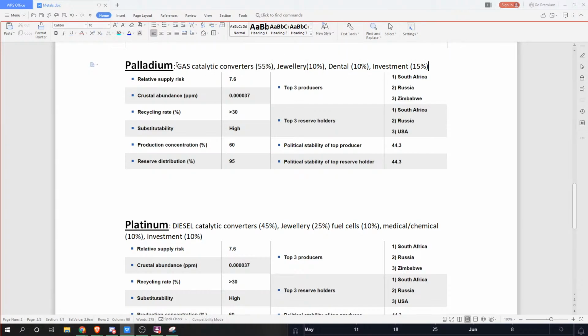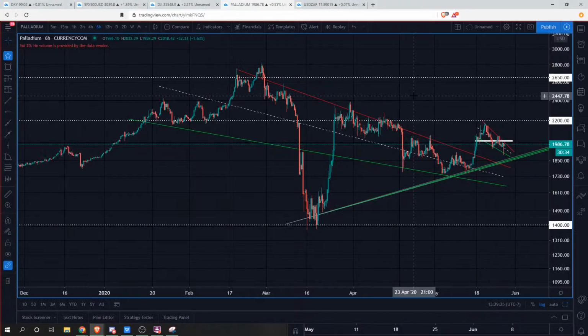Yes, I agree with that. But a lot of it is from catalytic converters using gas-powered vehicles. That's palladium, is gas. And platinum is diesel. And we're seeing a lot more gas-powered vehicles than diesel. So it definitely makes sense that palladium is moving to the upside.